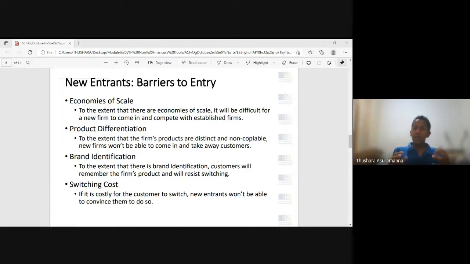What it means is, if the switching cost is lower, there is a chance of new entrants coming into the business and capturing your market. If the switching cost is higher, it is very difficult for new entrants to come and take out your customers. So those are some of the barriers to entry we are talking about: economies of scale, product differentiation, brand identification, switching cost.